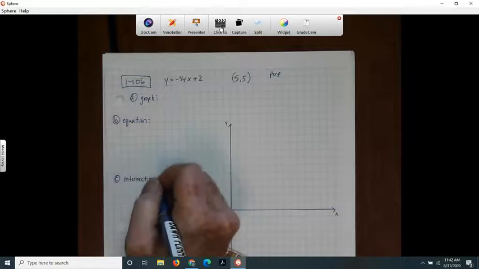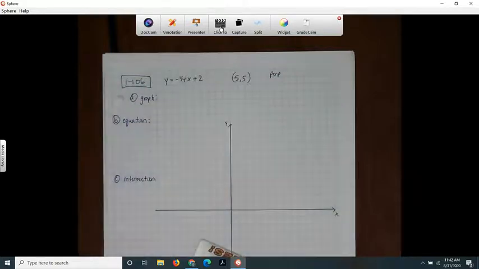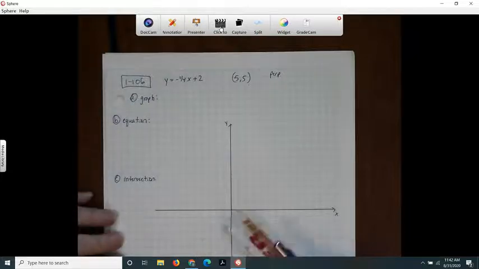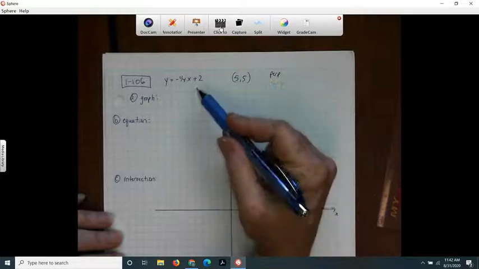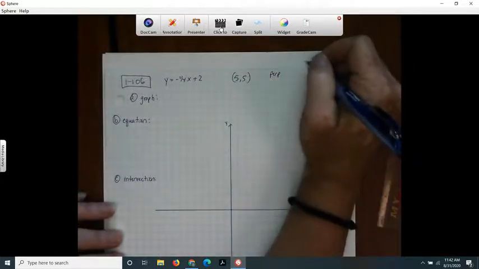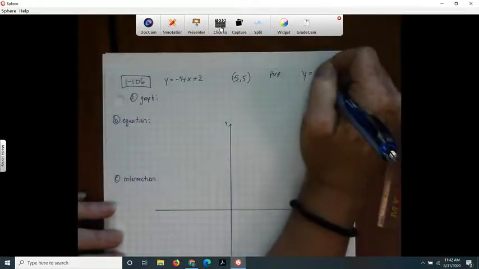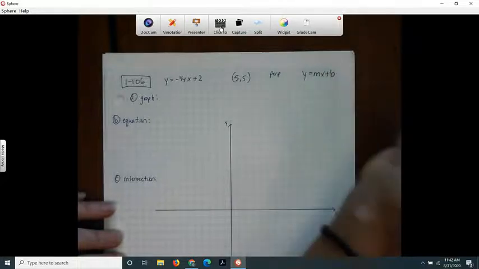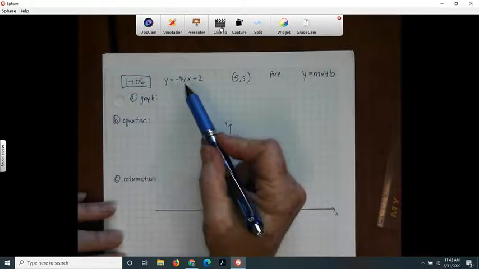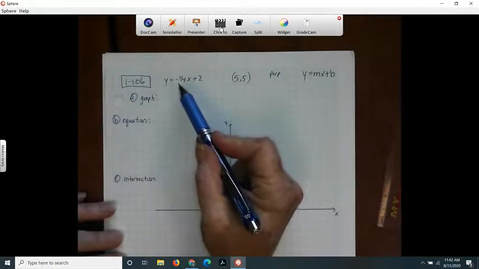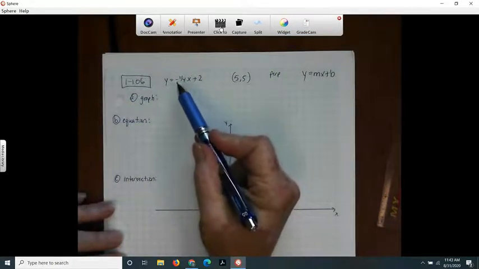So I hope it doesn't feel like I'm being picky, but I really need you to show some algebra here. So I know we have y equals mx plus b, and I know that the perpendicular line is going to have a slope that's the opposite reciprocal of the original line. So the opposite reciprocal of negative 1/4 is going to be 4.